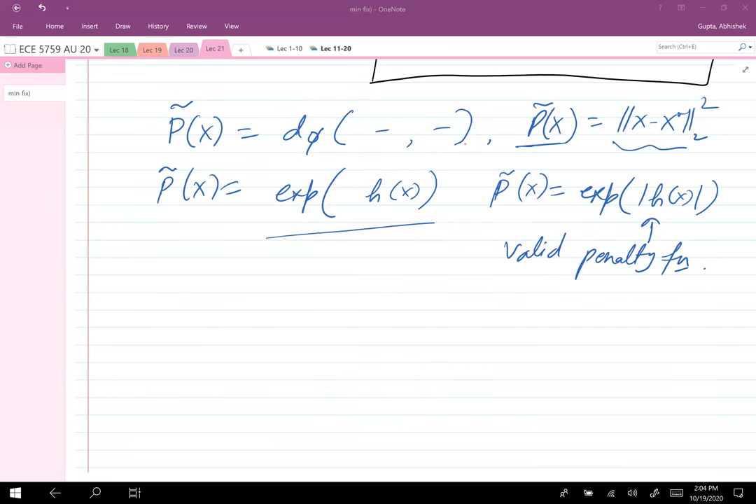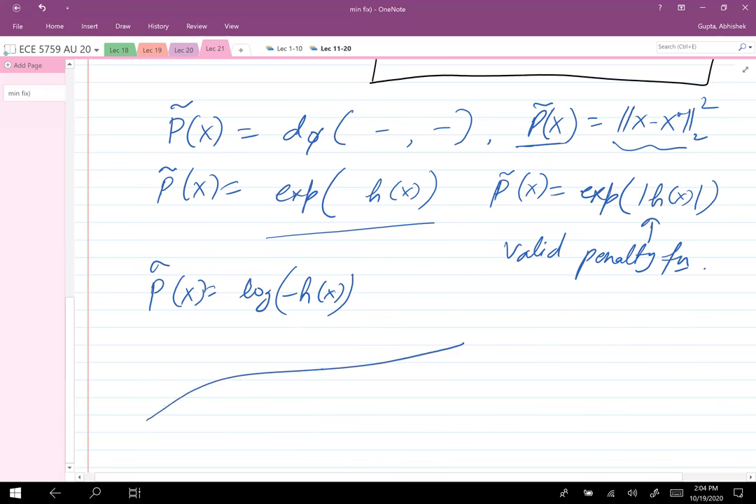Log minus hx. What happens when hx is positive? So another idea was p tilde x equals log of minus hx. And then the problem is what happens when hx is positive. For every hyperplane, you will have one side which is hx greater than zero and other side which is hx less than zero. So the penalty has to be positive along both these areas.